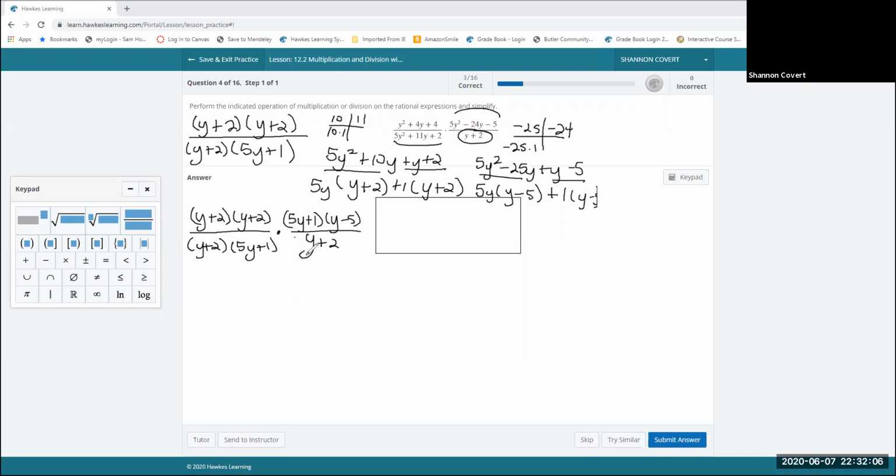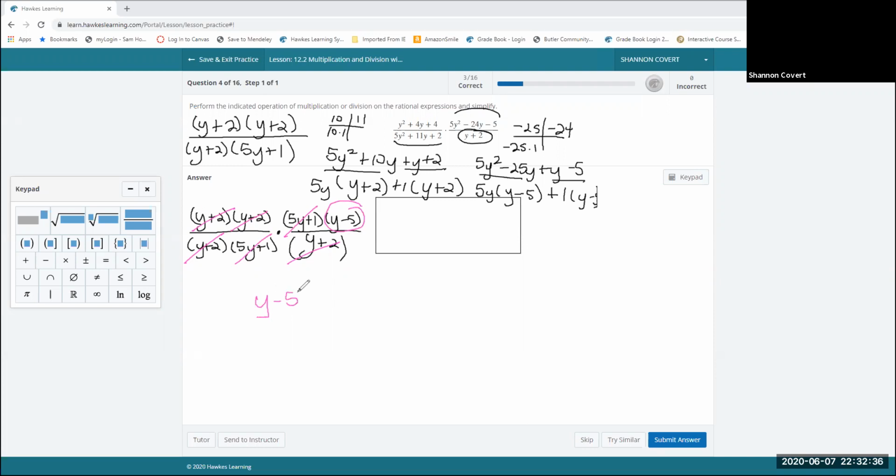So here's where we can either put these as one big fraction or we can see if we can simplify without it. And I'm going to go ahead and try to simplify without it. So I have a y plus 2 there and a y plus 2 there. Those divide out, become 1. I have a y plus 2 here and a y plus 2 here. Those divide out and become 1. I have a 5y plus 1 and a 5y plus 1. Those divide out and become 1. And it looks like all I'm left with is y minus 5.